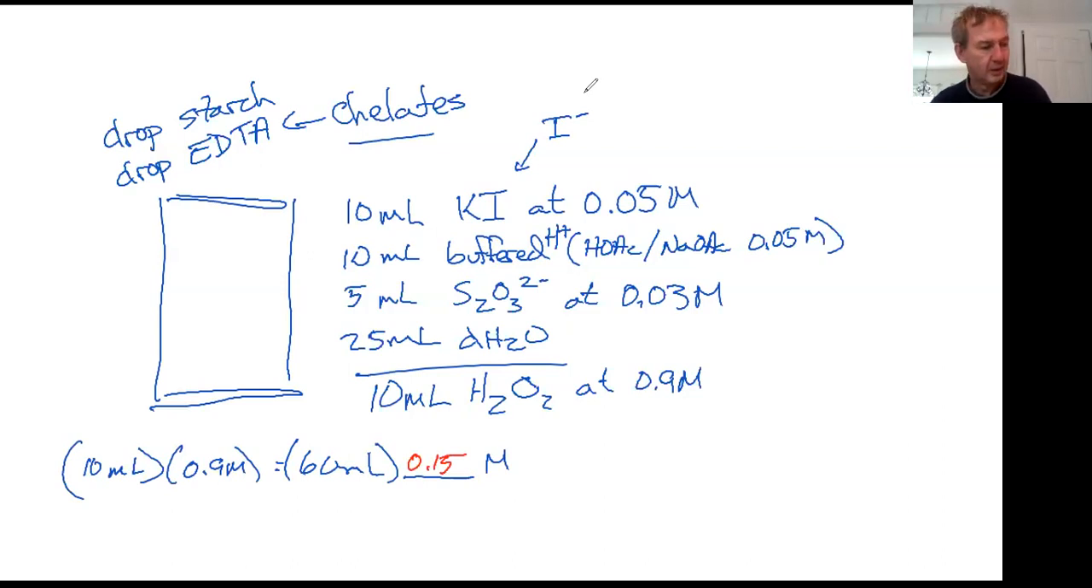This one is 0.0025 molar initial. Potassium iodide, I could do the math, or I could just look up what I have. Oh, is that at 0.2?